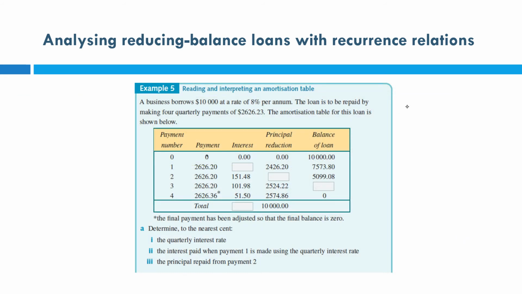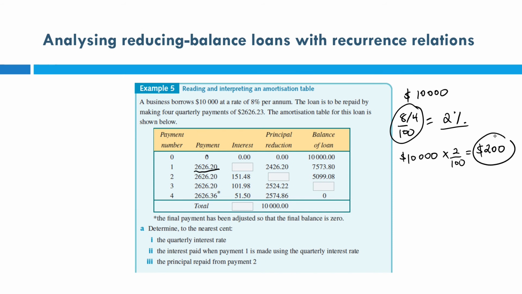Okay, so if we have a look at example 5, the reading and interpreting of the table here, we've started off with $10,000. It's been borrowed at a rate of 8% per annum, but that loan is to be repaid making quarterly repayments of $2,626.20. So automatically we know that 8 needs to be divided by 4 to get 2%, and that's our interest rate for this particular case, 1.02. So the box that we need to fill out there is, well, what is 2% of that 10,000? So we multiply that as 2 over 100 times 10,000 to get $200 in that first square there.